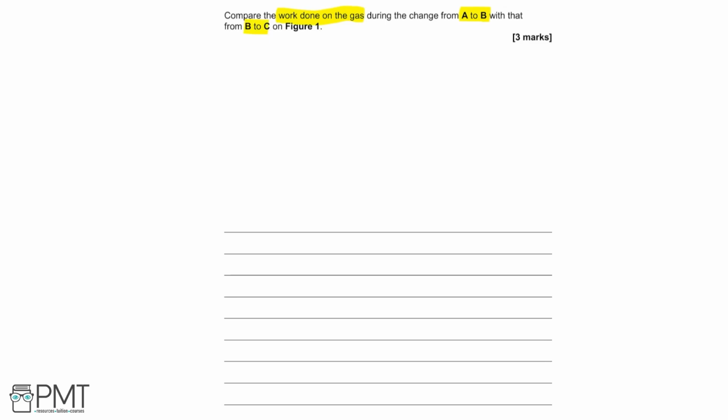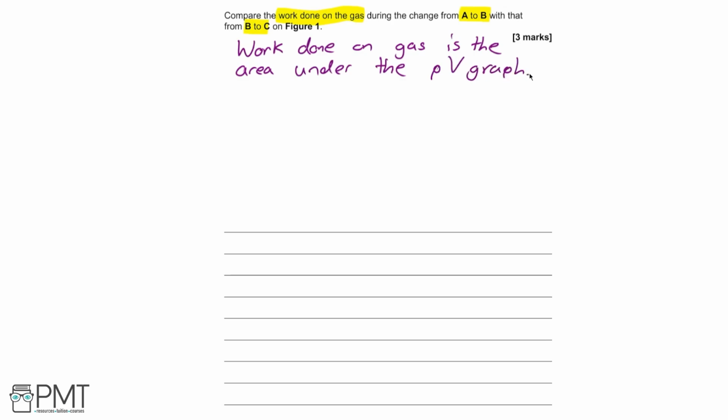So to do this question, what we need to know is that the work done on the gas is the area under the PV graph. So what that means then is that if we can calculate the area under the PV graph between each of the changes A to B and B to C, then we can figure out how the work done compares between the two. Drawing a quick sketch of our graph, it looks like the following.